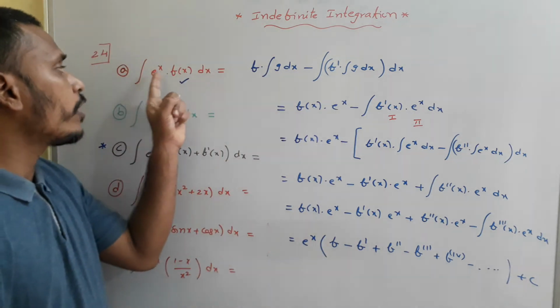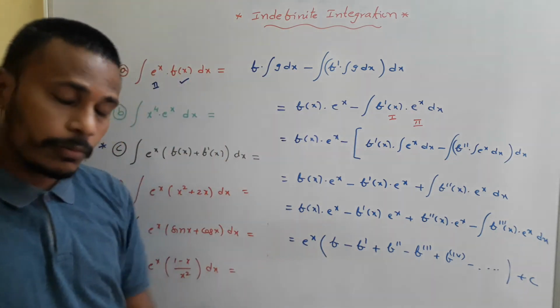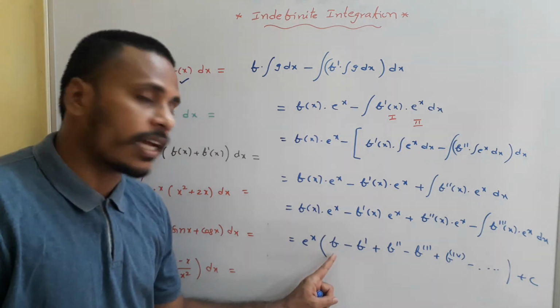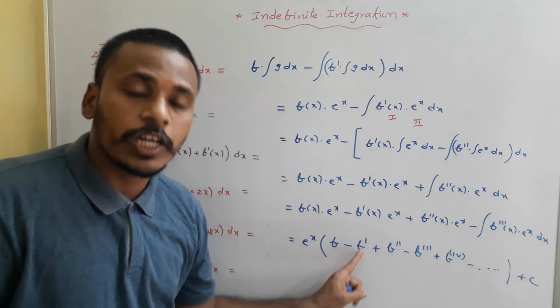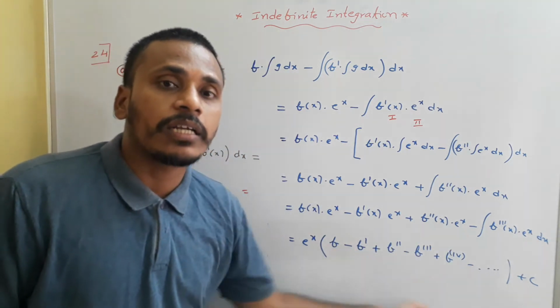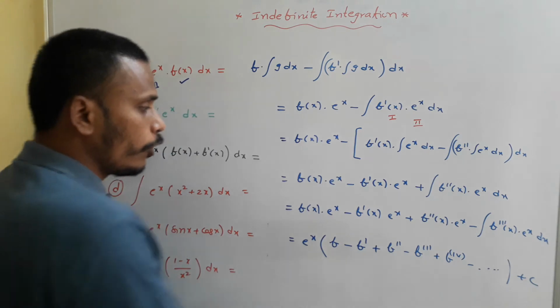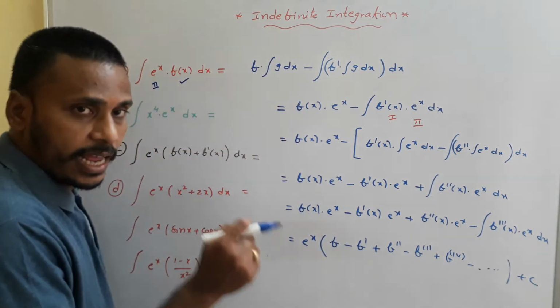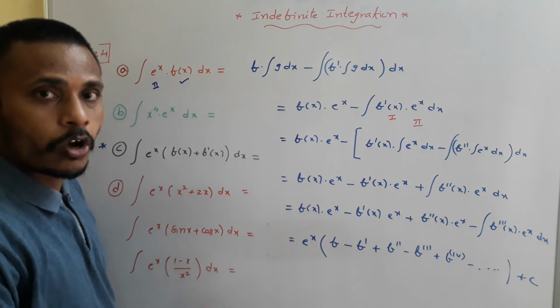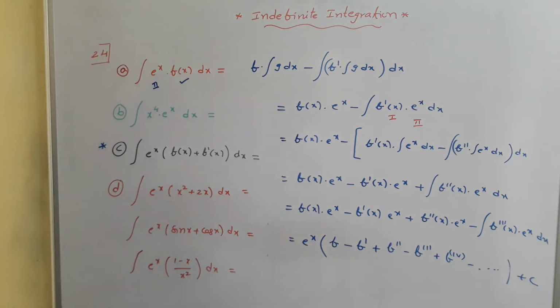So integral of e power x into f of x dx is nothing but e power x into that second function, or you may say that other function, minus its derivative plus its derivative minus its derivative plus its derivative. Alternately it goes on like that. Okay, you need to memorize this result at the end for this integral e power x into f of x dx. Okay, have a look, make a note.